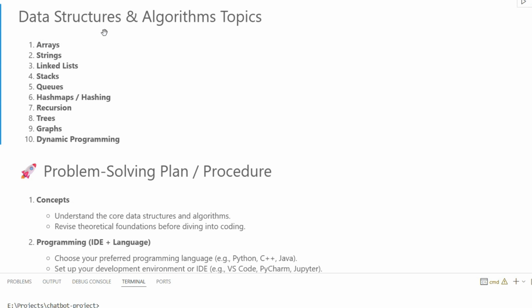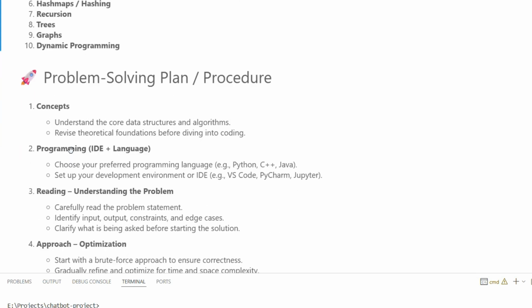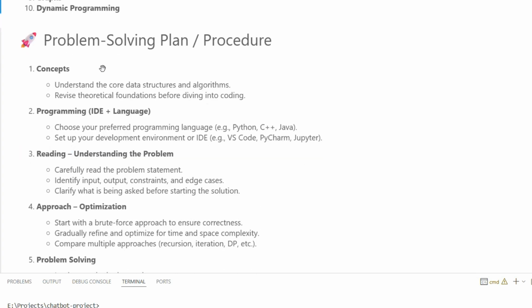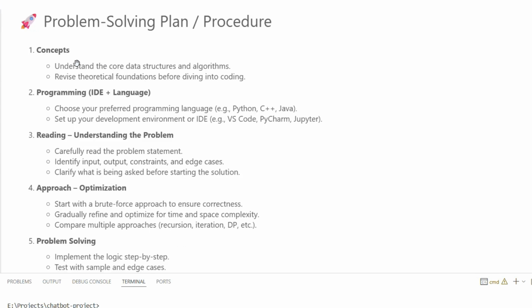The DSA syllabus will be arrays, strings, linked list, stacks, queues, hash map and hashing, recursion, trees, graphs and dynamic programming. These 10 will be the syllabus for the DSA. In order to solve a problem, we need to have a procedure or a strategy. The first one is understanding the concept. The second one is the programming IDE and language.